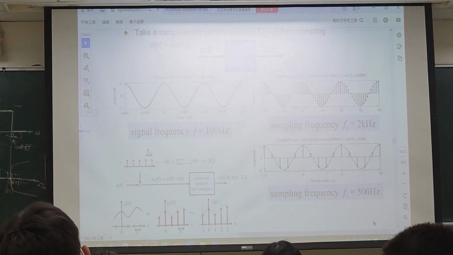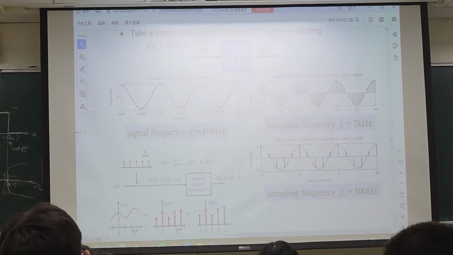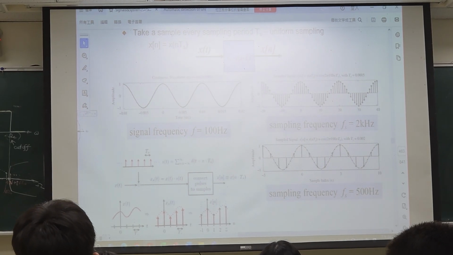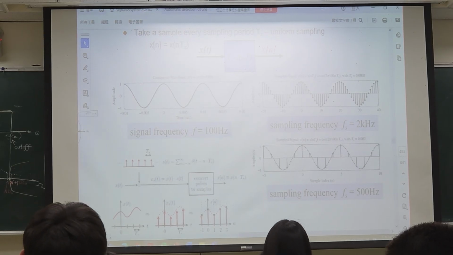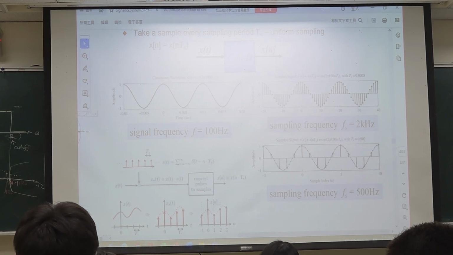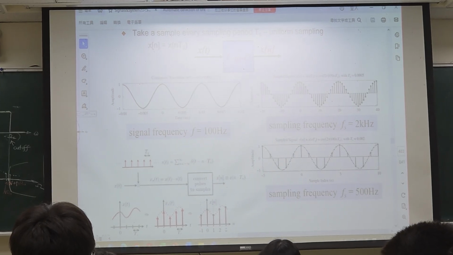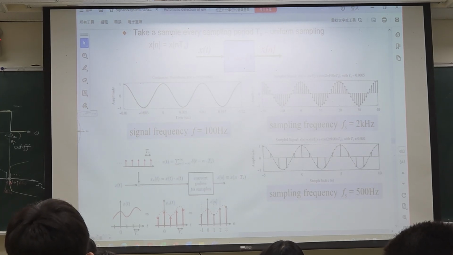Now look at this figure here. Suppose we are given a continuous signal like this. This is a sinusoidal signal, the sine of 2 pi times 100 times t. This is the continuous signal, and it goes through C to D. This means continuous signal to digital signal. Continuous signal x of t to digital or discrete signal x of n.